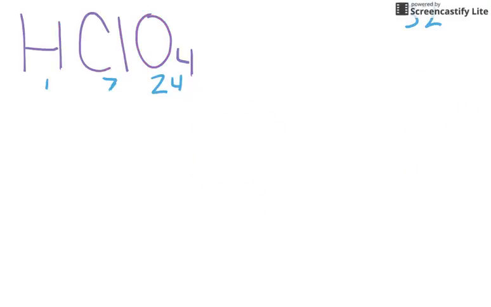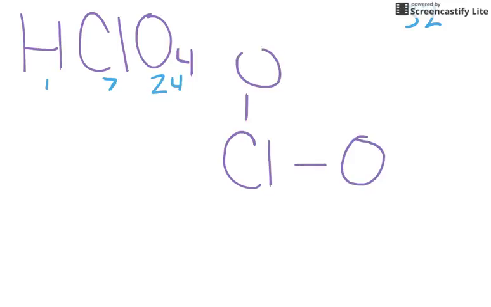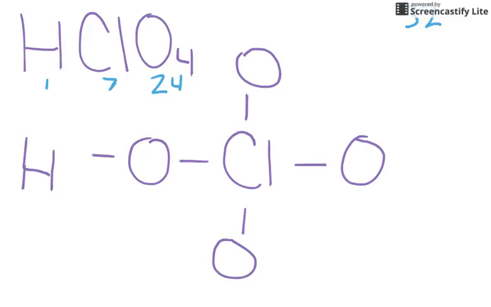Let's try a more complex one. This is perchloric acid, HClO4. First we find out which atom is in the center, and since Cl has the smallest electronegativity, it goes in the center. And then you surround it with the oxygens. And then you can connect the hydrogen to one of the oxygens, because hydrogen always has to be on the outside.